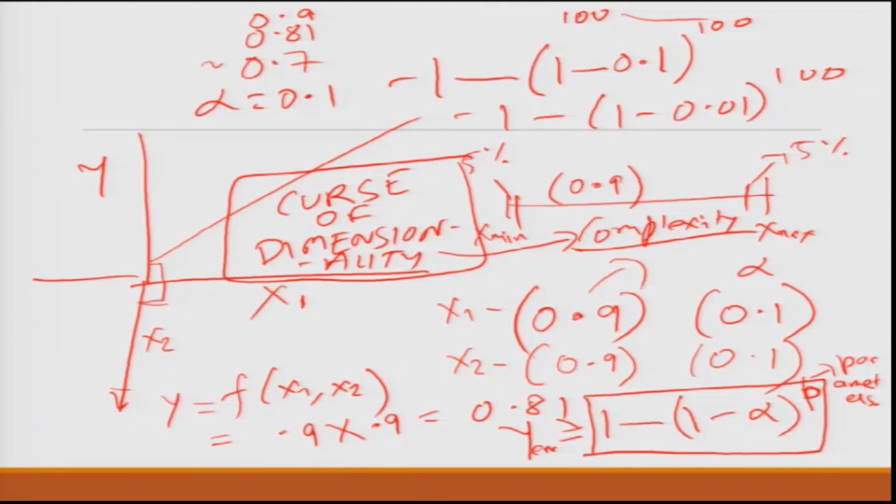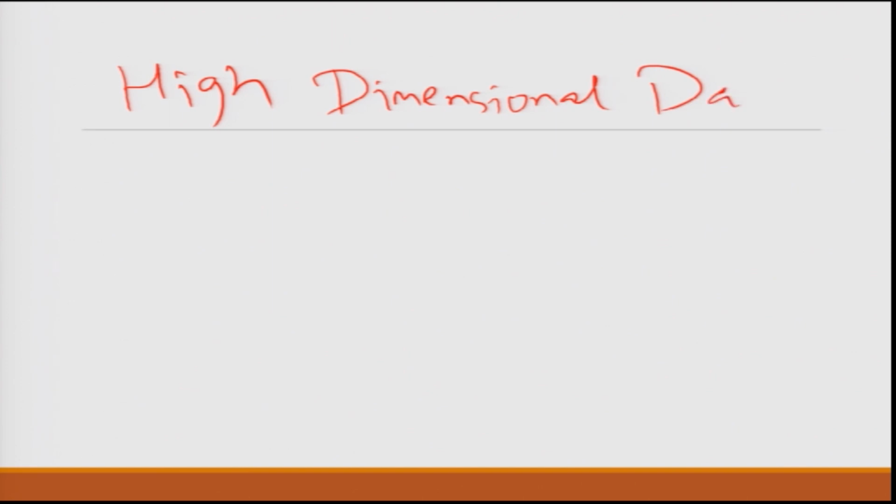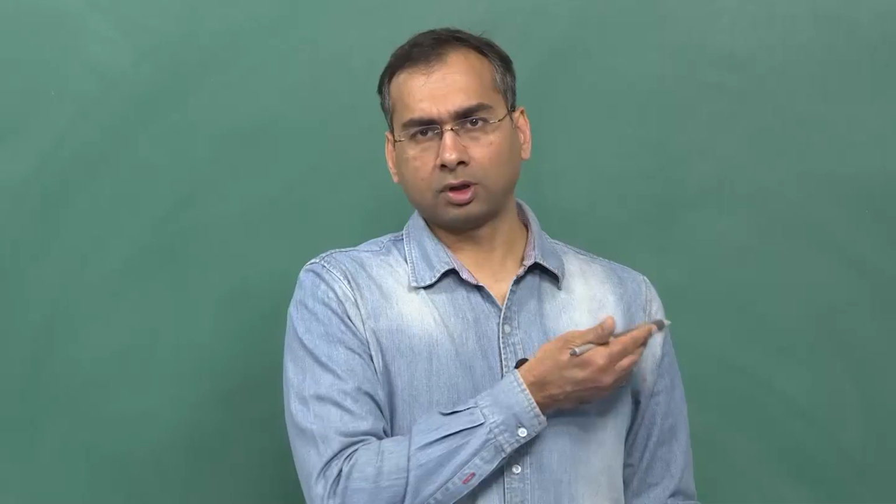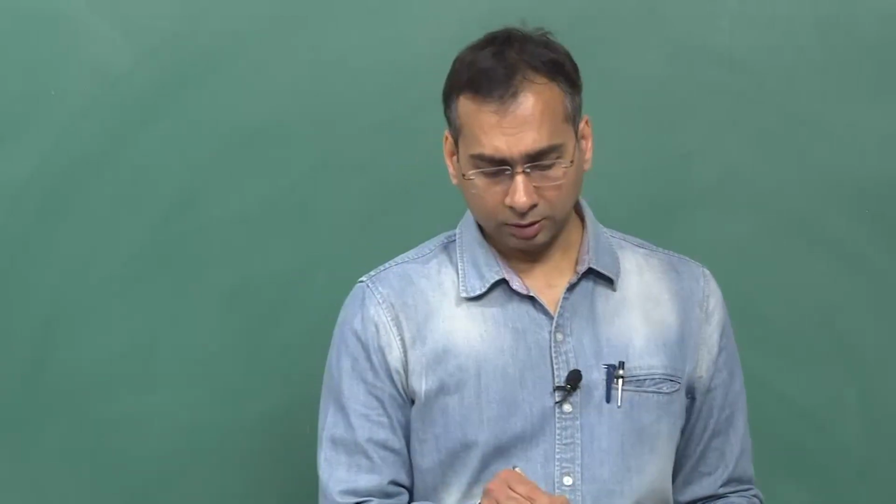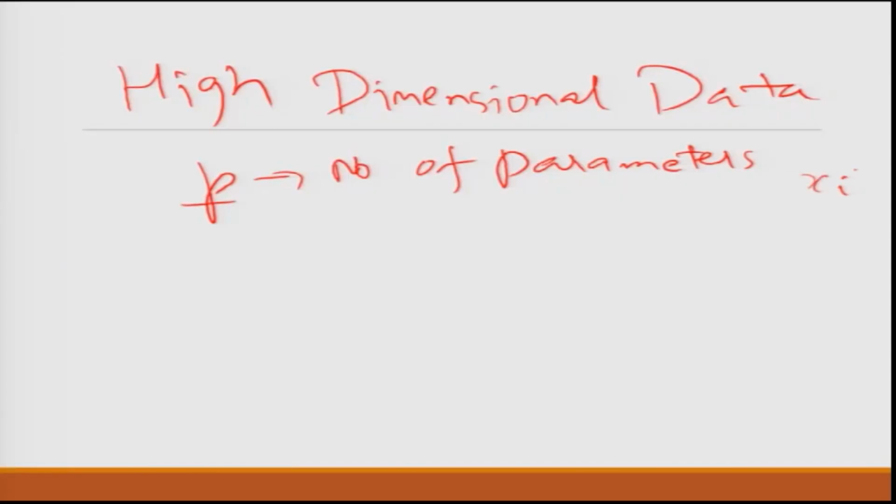The other way to look at it, and this is again a challenging area where a lot of research is happening, especially after genomics has come up in a big way, is how to do analytics or machine learning on high dimensional data. Now, high dimensional data means if p is the number of parameters, the number of independent variables on which you want to do prediction. If you recall the lectures on regression, these are the xi's, and n is the number of observations.